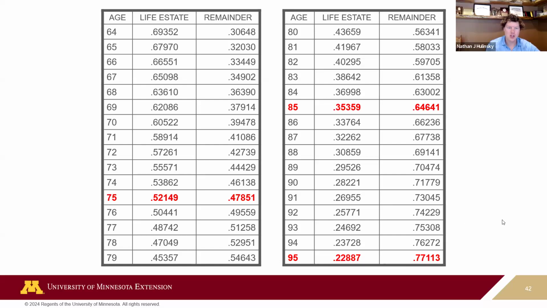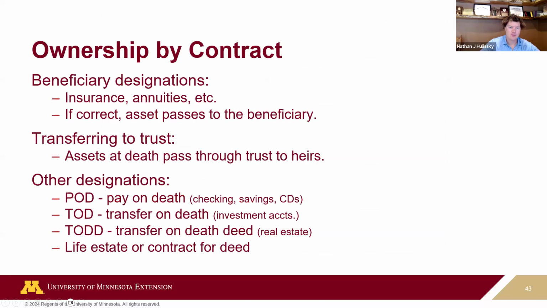Sounds good. So again, life estate can be a good tool. Now, ownership by contract. Again, this is going to be for some of the other assets that you own. So what about beneficiary designations? What about life insurance? You have beneficiaries. Or what about some of your retirement accounts? There are all different types of assets that we own.